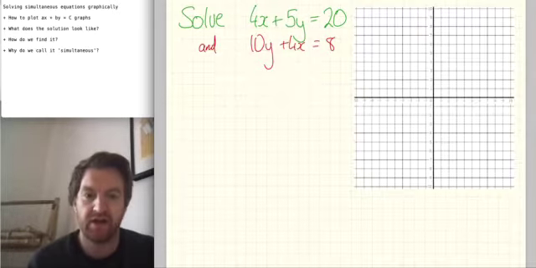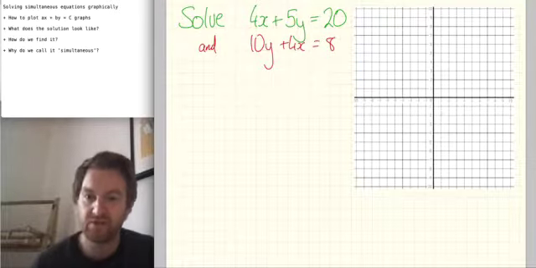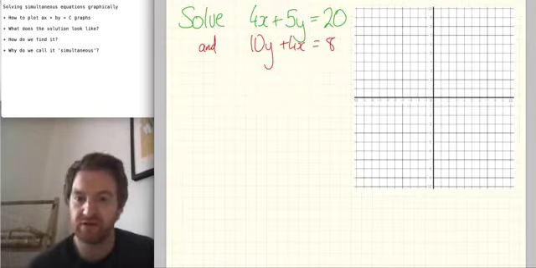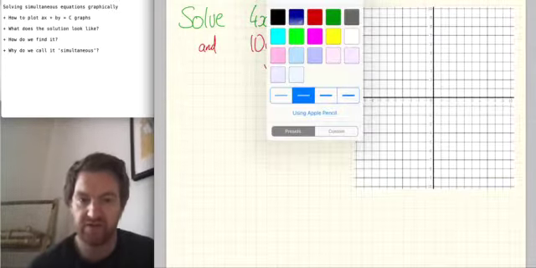So how do we go about doing that? Let's just look at a nice example to start off with. We've got 4x plus 5y is 20 and 10y plus 4x is 8. Now these graphs are slightly different to the ones we've been doing in previous lessons, where we've been doing y equals mx plus c. One way to solve them is that you could rearrange them and make y the subject and solve as we've been doing.